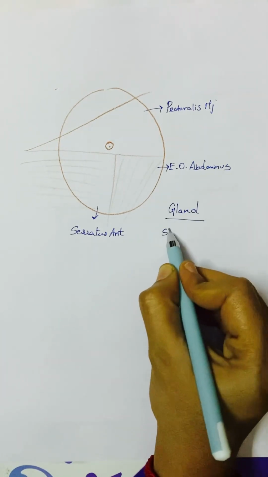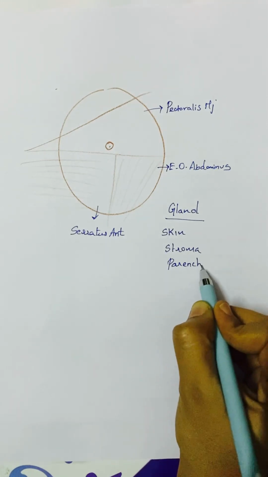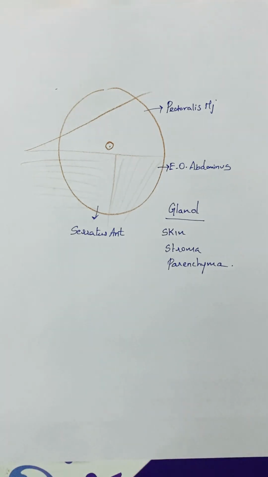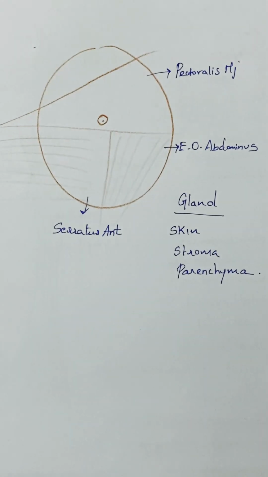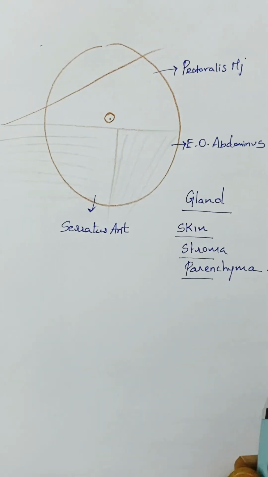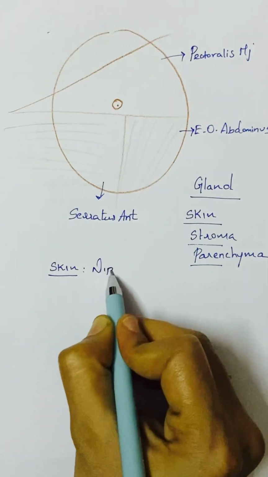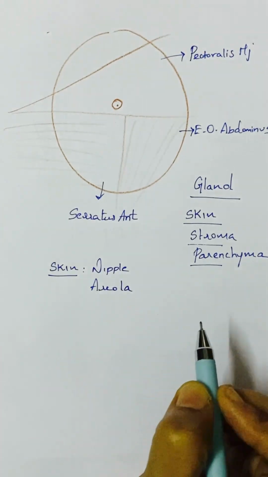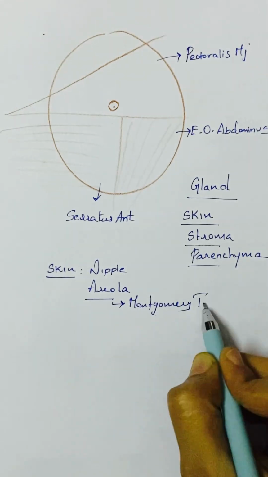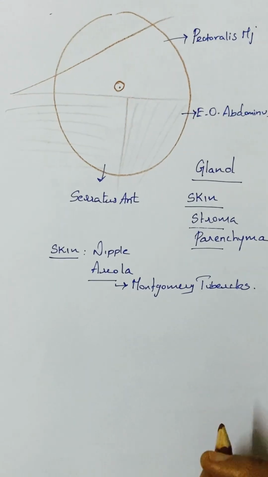Now what is the structure of a gland? It contains skin, stroma and parenchyma. The features of the skin are: it contains areola and nipple. So surrounding the areola we have sebaceous glands which get prominent during pregnancy, called Montgomery tubercles.